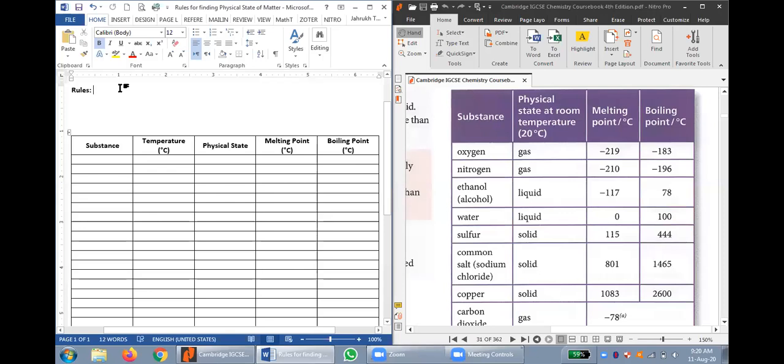So what I'm about to do is, in this Word document, I'm going to define certain steps, certain rules, how to find that, and we will be solving this physical state when the substance is given, the temperature at which this physical state is to be found is given as a part of the question, and melting point and boiling point are given as a part of the question.